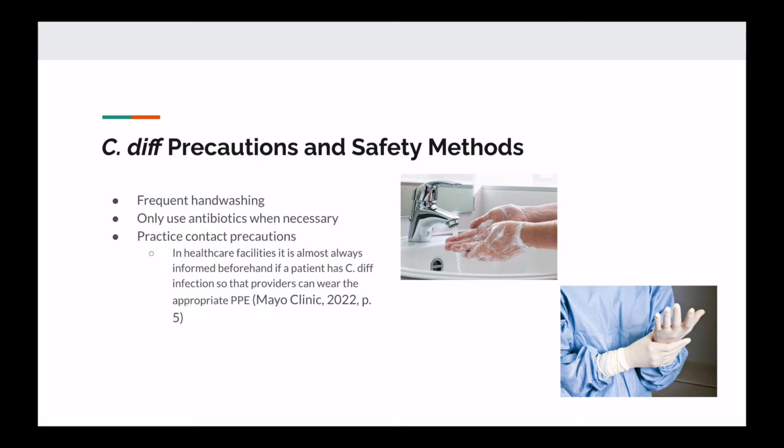It's pretty common practice to have an indicator outside of a patient's room stating that they have a C. diff infection, and so when somebody is a provider and needs to care for that patient, it gives them an idea of what to wear and what to do when caring for that patient so that they can protect themselves.